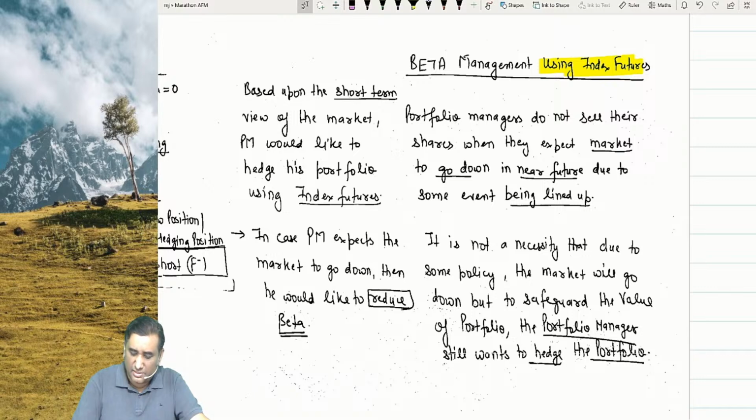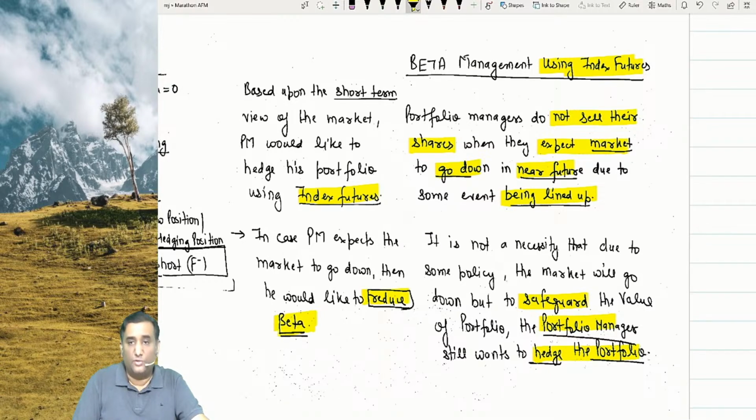Beta management: portfolio managers do not sell their shares when they expect the market to go down in the near future. Some event being lined up, it is not necessary that due to some policy, the market will safeguard the value. He wants to hedge, not based upon a short-term view, he would like to hedge his portfolio.